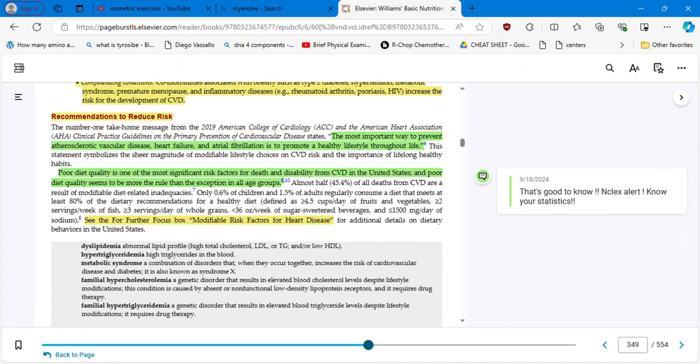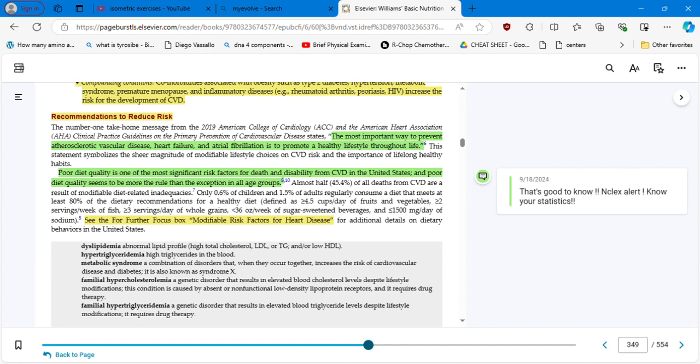Recommendations to reduce the risk. So the most important way to prevent atherosclerosis, vascular disease, heart failure, and atrial fibrillation, okay, that is a type of heart rate that is abnormally irregular. So it's everywhere. AFib is to promote a healthy lifestyle through life, and that's good to know.